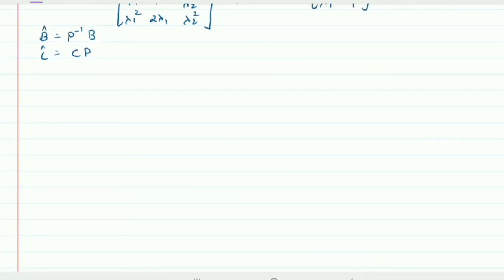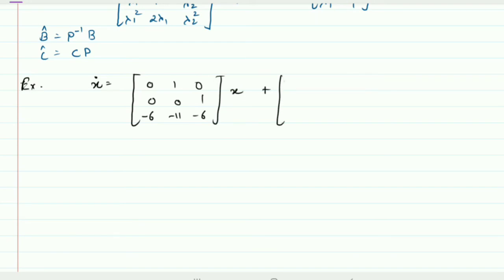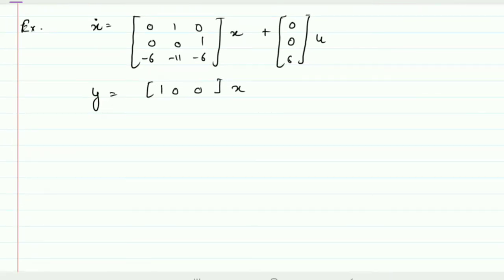Okay, so let me do a question on that, so it will make the concept clearer. Let me take an example. X dot equals 0 1 0, 0 0 1, -6 -11 -6, this is the A matrix given in the question, plus the B matrix, given as 0 0 6, into U. Output Y is given as 1 0 0 X. D equals 0 in this case.